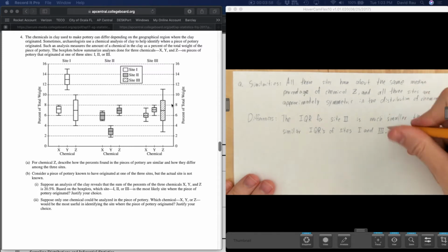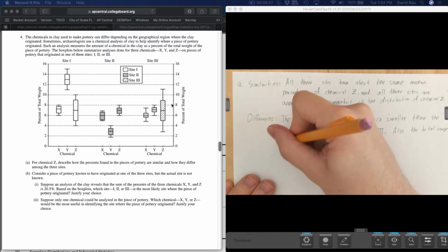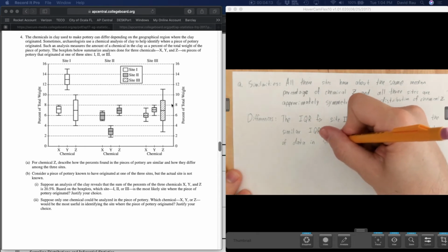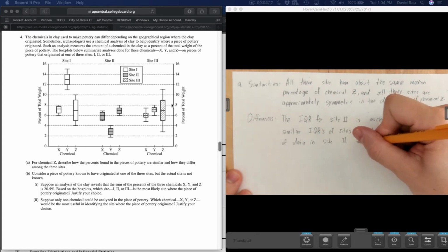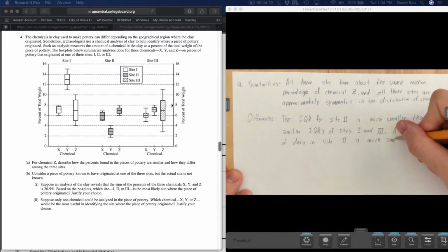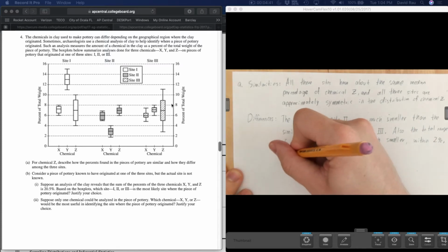Now also, the total range of data in site 2 is much smaller. We can say within 2%, right? The entire range is within 2%. Whereas the other ones, so I guess I'll say that.